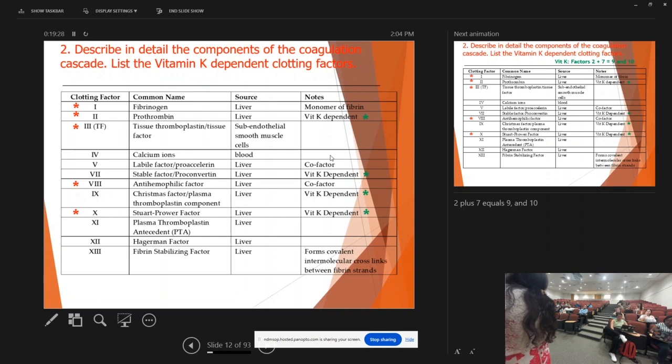No, 5, 9 and 10, right? 5 and 2. 7 and 2. I forgot my own. 7 plus 2, 9. So, yeah, I forgot my own. 2 plus 7 equals 9. So those are the vitamin K factors.